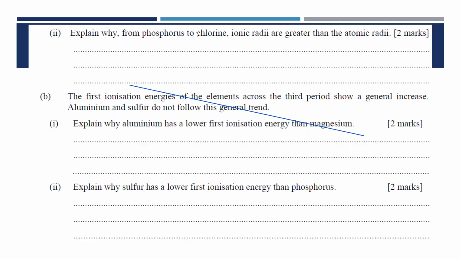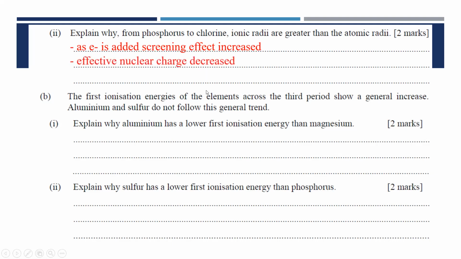8A2. Explain why from phosphorus to chlorine ionic radius are greater than atomic radius. So in here you have to mention as the number of electrons is added, screening effect increases. So as screening effect increases, effective nuclear charge decreases. So that is why the ionic radius is greater than that of the atomic radius.